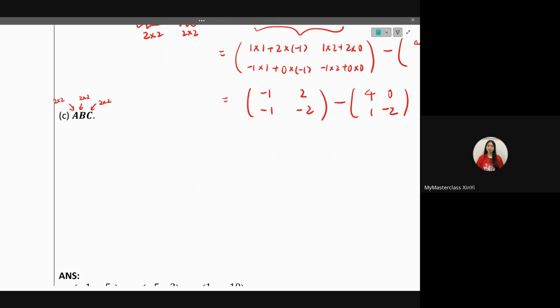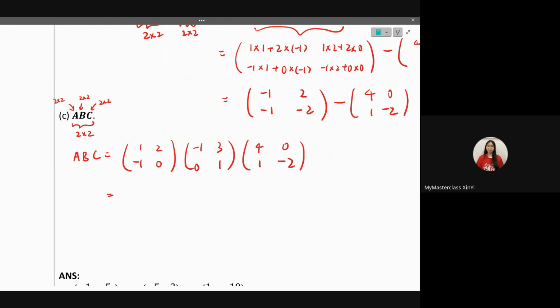Because A multiplied by B will give you a 2 by 2, then multiplied by C, which is also a 2 by 2, so the ultimate outcome will be a 2 by 2. Now let's write it down. A, B, C. 1, negative 1, 2, 0. Negative 1, 0, 3, and 1. 4, 1, 0, negative 2.